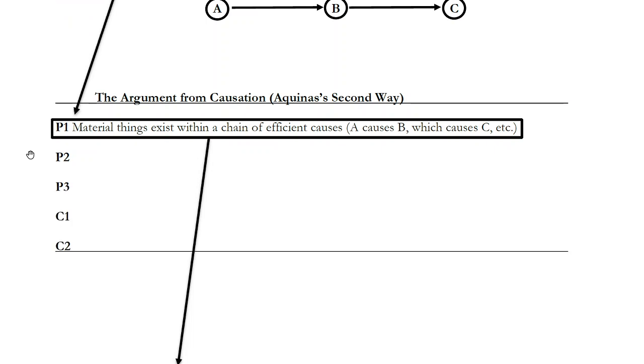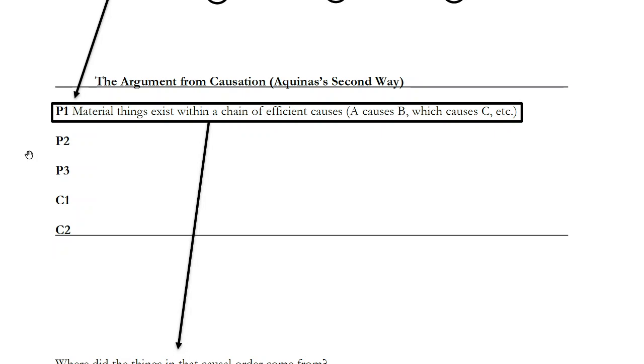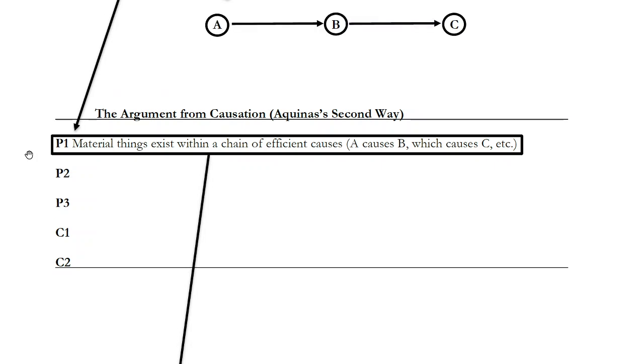So this is the first fundamental claim. But for us, the really important point is, okay, this is not a super controversial claim. Most people would accept that there is a physical order and that things in that physical order do exist in a chain of efficient causation. But the question is, where did this chain of causation come from? What got the whole chain going? Where did the things within the chain get their first existence?